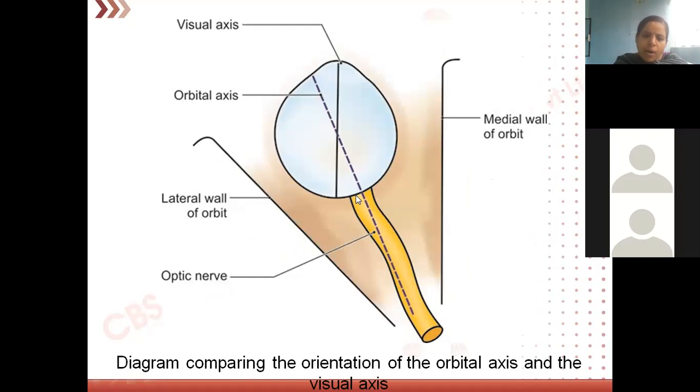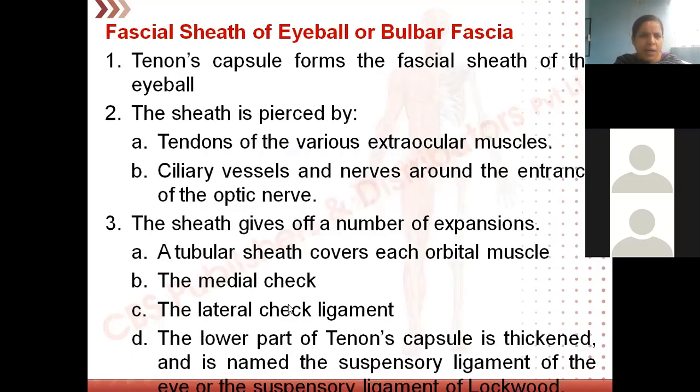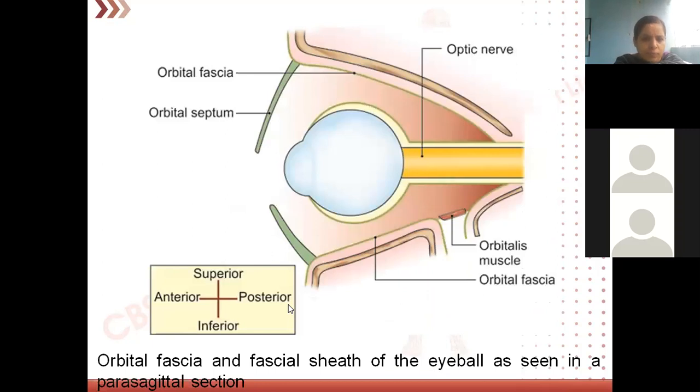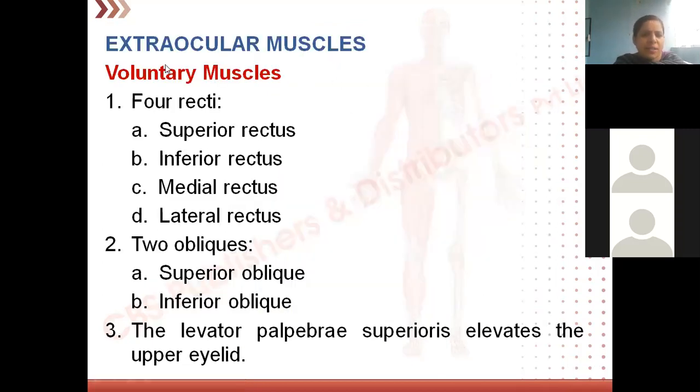From the eyeball posterior aspect, I told you we have second cranial nerve. What is the name of this second cranial nerve? Optic nerve. What is the passage through which the optic nerve is exiting outside? That is optic canal. So now let us see what are the various extraocular muscles we have.